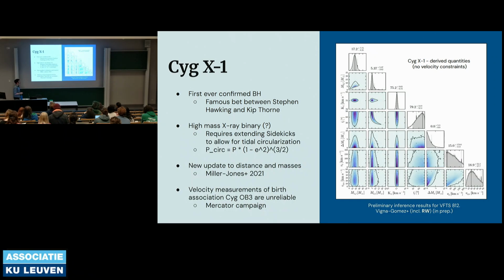As we looked at the system, we found that the velocity measurements of its birth association, Cyg OB3, are a bit unreliable. They're a bit older. There's some evidence that they chose systems that we no longer think are part of the association, so actually choosing the correct systems has been a bit of a struggle.